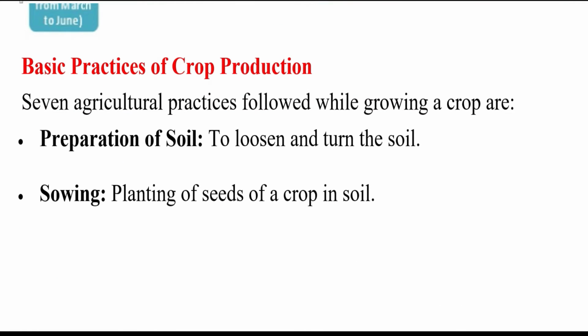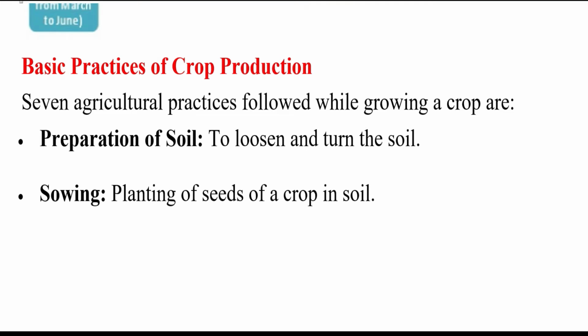Basic properties of crop protection. There are 7 agriculture practices that are followed while growing a crop. The preparation of soil is the first one. To loosen and turn the soil is called preparation of soil.